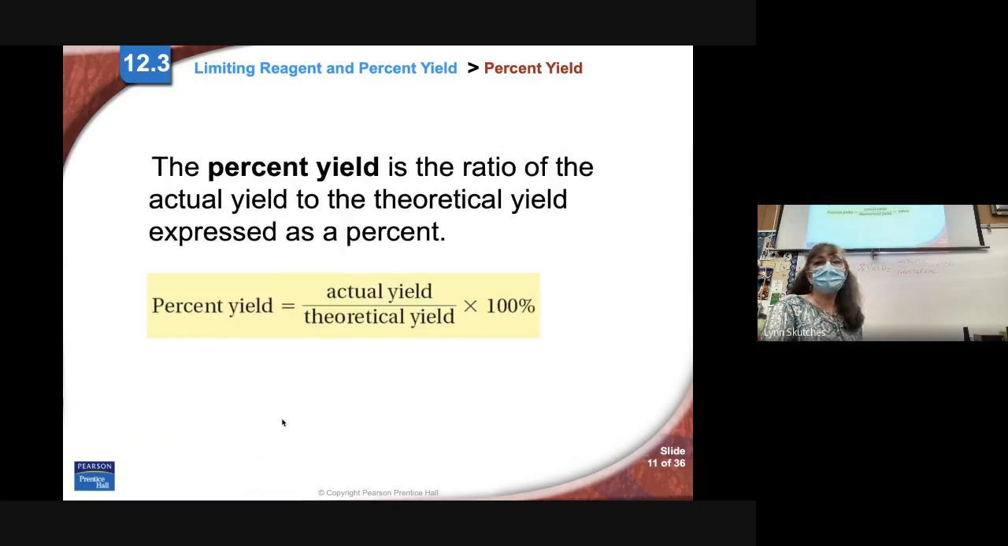Okay. So again, percent yield, I have it up here. You have it on your papers. It's just the ratio of what you really get compared to what you should get, times 100.